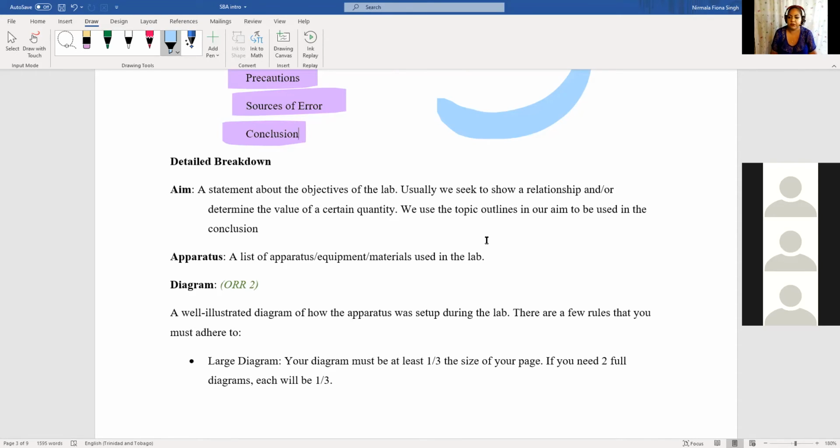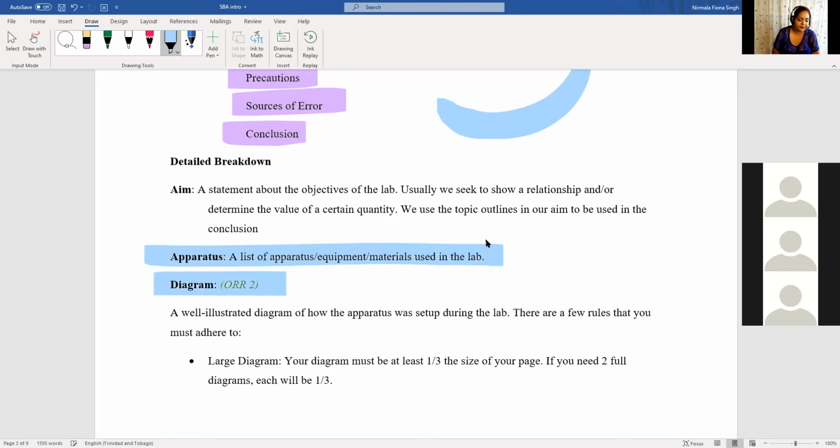So what is the aim? Just what we're trying to find in the lab. Like if I want to determine the resistance of a carbon resistor, I will put: to determine the resistance of a carbon resistor. Or I can put: to determine what a magnetic field looks like. Right? I will usually give that to you. Apparatus, this is a list of the apparatus and materials used in the lab. Again, these are things that I give to you.